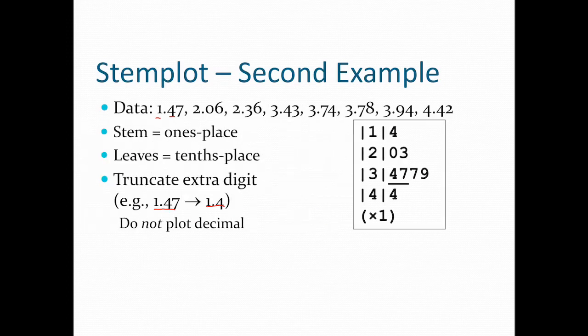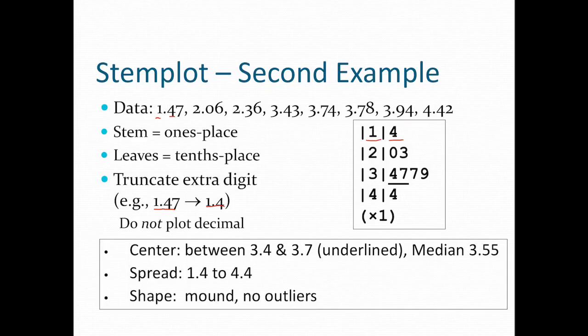So here we have what the stem plot would look like, where we have our stems as the ones place and our leaves as the tenths place here. And then when we want to describe this stem plot, we would say the center is between 3.4 and 3.7, which is underlined here. Don't get used to just saying the center, because we're going to want to report the median. We're going to want to report the median value. So the median value is going to be 3.4 plus 3.7 divided by 2, and that's going to give you your median value, which is going to be 3.55.